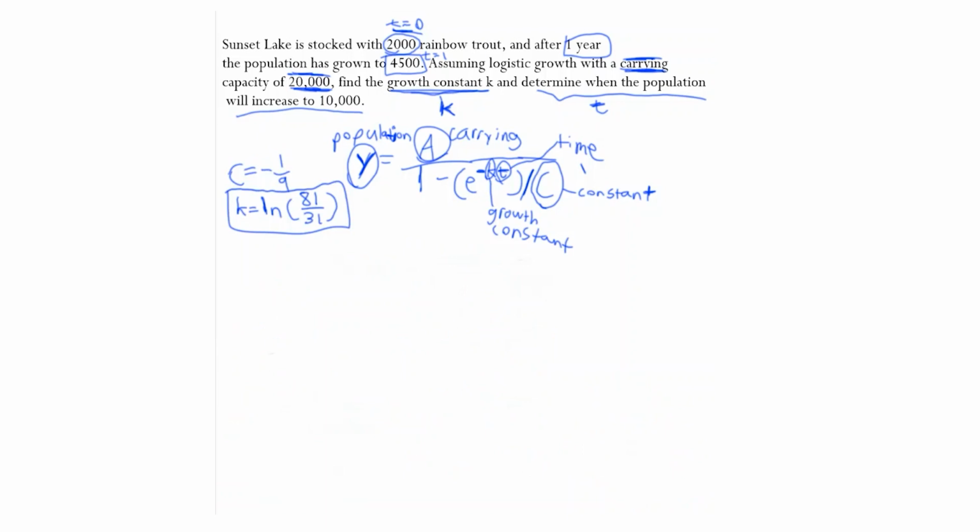And now we have to move on to the third step, which is to determine when the population will increase to 10,000. Okay, so now we know our k and our c. We just have to plug in 10,000 into our y. So that goes into the population. And then we replace everything just like before. But now we also have some new numbers to plug in. So now we're solving for t, because we're looking for what time the amount of trout becomes 10,000.